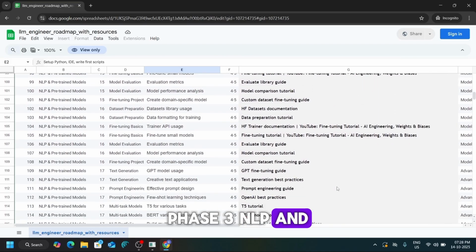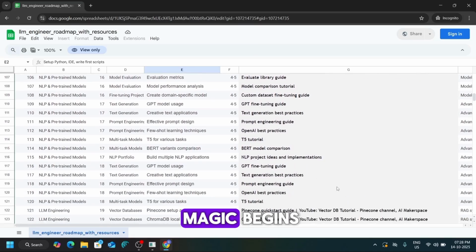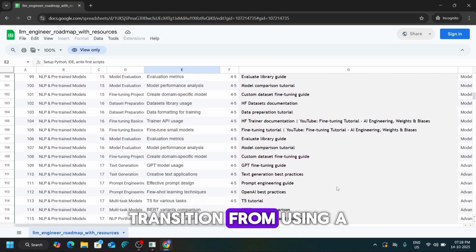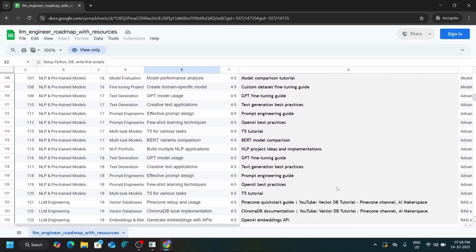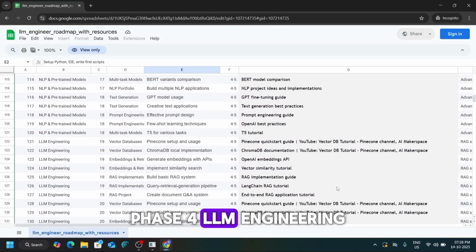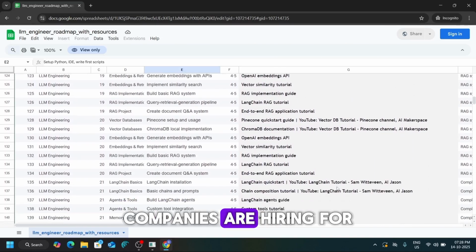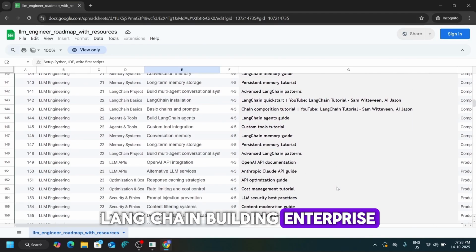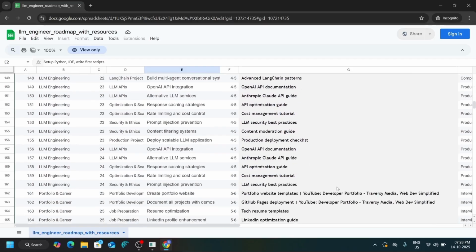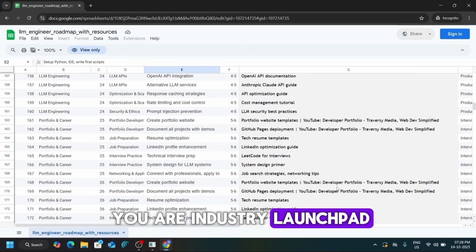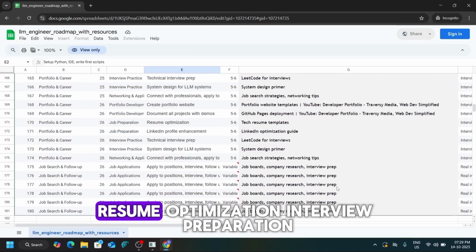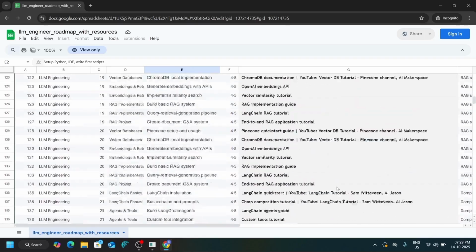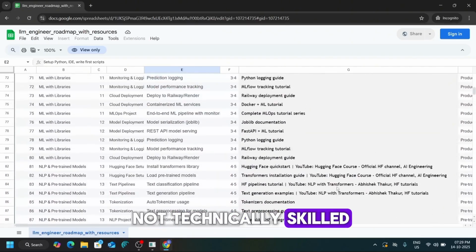Phase 3, NLP and pre-trained models, where AI magic begins. Hugging Face, fine-tuning, prompt engineering, the transition from using AI to understanding it. Phase 4, LLM Engineering, the core skills companies are hiring for. Vector databases, RAG systems, LangChain, building enterprise-level AI applications. Phases 5 and 6, your industry launchpad: portfolio development, resume optimization, interview preparation. By day 180, you are job ready, not just technically skilled.